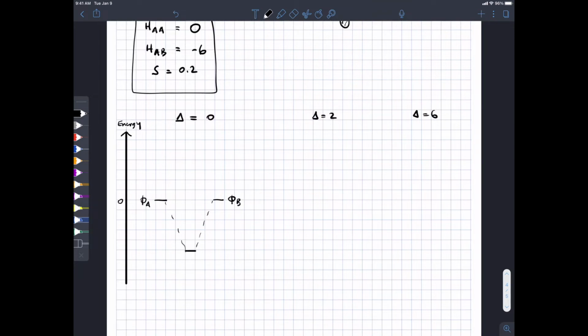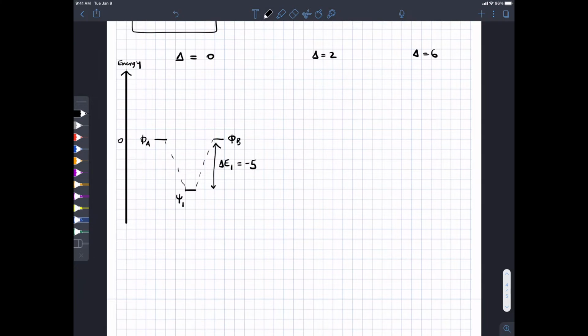And each block is 1 energy unit. We're going to sort of do this to scale. So this is our bonding orbital. And the energy difference between these two, that energy difference 1, is minus 5 energy units. Whereas the antibonding orbital, 1, 2, 3, 4, 5, 6, 7, about 7.5, is substantially higher than the bonding orbital is low, and that energy difference is around 7.5 units.